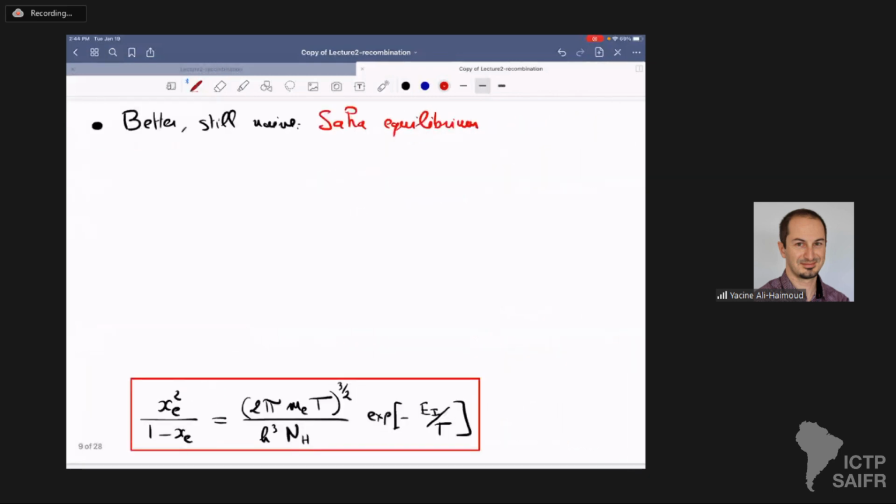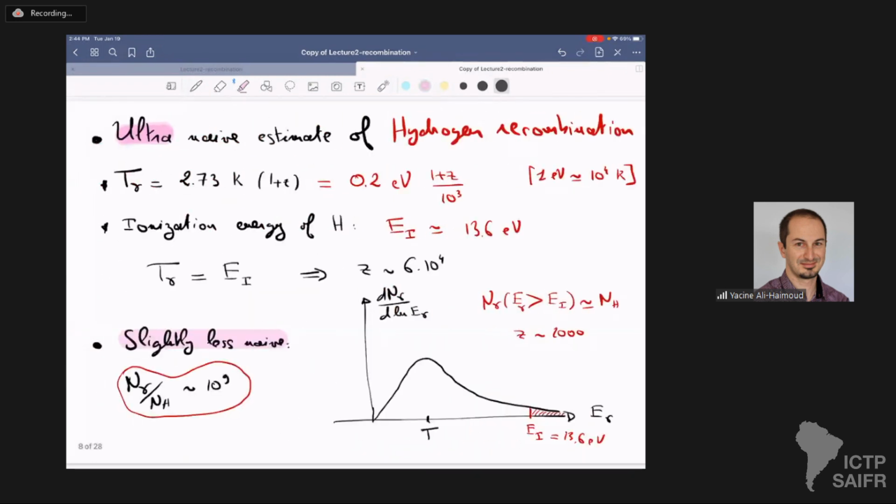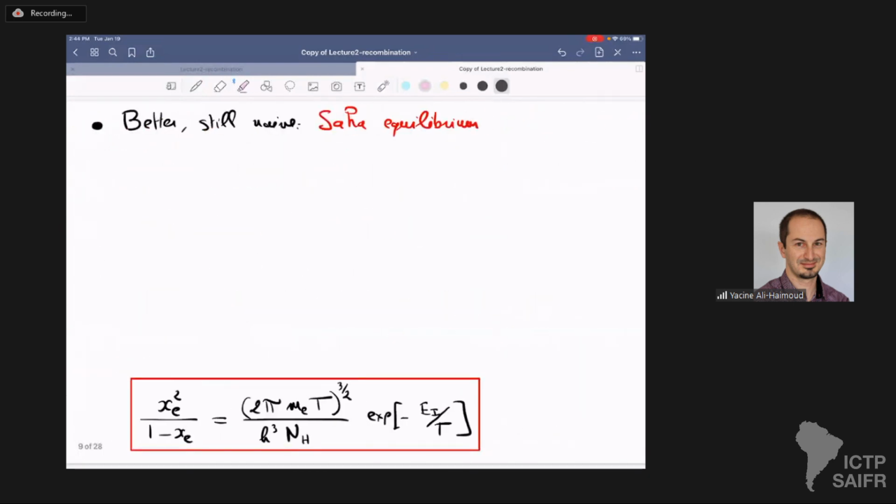Moving on in our quest to get less and less naive estimates, because those previous estimates just give us one single characteristic number, if I really want a time evolution of the free electron fraction, I can make a still naive estimate, which is called the Saha equilibrium estimate, which is the assumption of equilibrium. So specifically, what are the assumptions?